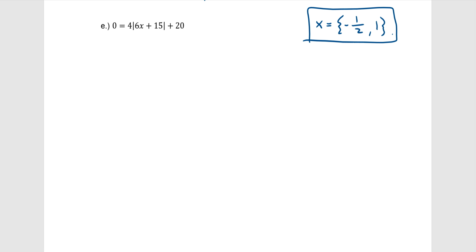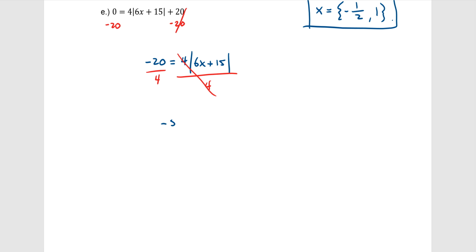Okay, and then for this last one, for E, we have 0 equals 4 times the absolute value of 6x plus 15, plus 20. So first, isolate the absolute value, subtract 20 on both sides. 0 minus 20 is negative 20, so negative 20 equals 4 times the absolute value of 6x plus 15. And we have to divide both sides by this 4 to cancel it. So we get negative 20 divided by 4. That's going to give us negative 5 on the left. Negative 5 equals the absolute value of 6x plus 15.